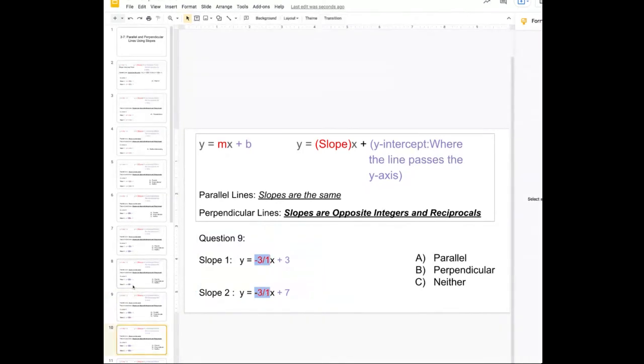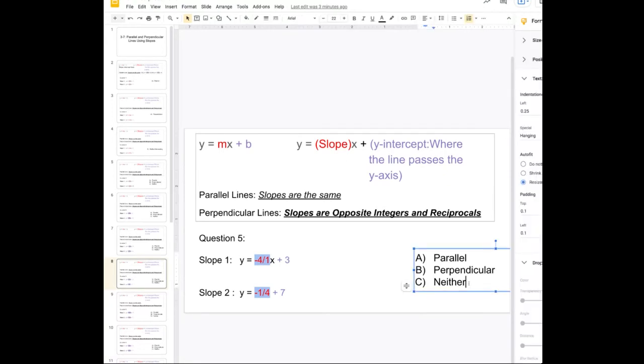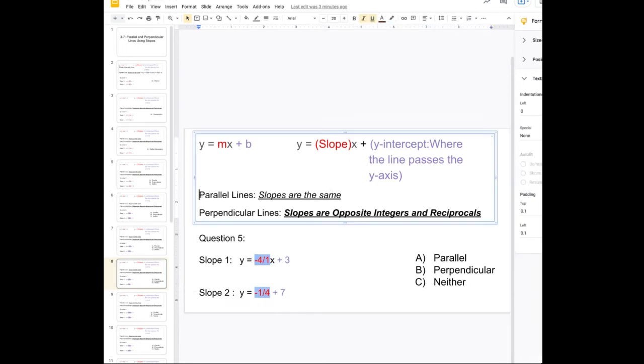Okay. Going on to this next one here. Are they parallel, perpendicular, or neither? A lot of people answered 3. The answer is neither. That is correct. Why is it neither? Because here you can tell that they're not even parallel. They're not parallel at all. That would not be the best choice. Why?